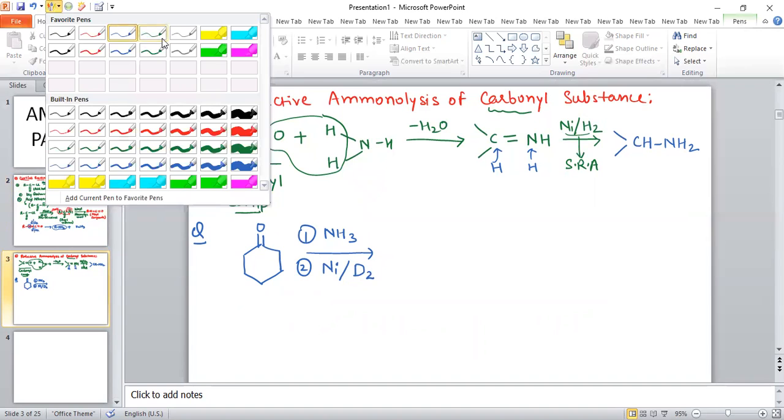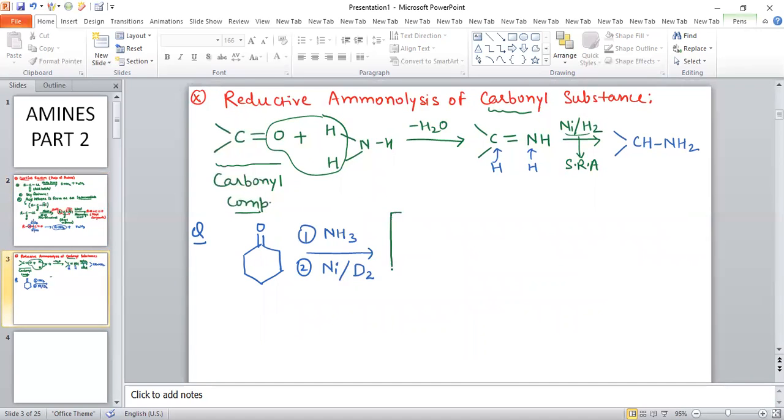See, basically what happens. This is the cyclohexanone. When this cyclohexanone reacts with ammonia in this way, NH, first of all there is removal of water. So water is removed in the first step. And after removal of water, this will form C double bond NH.